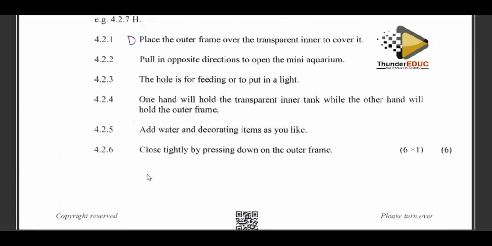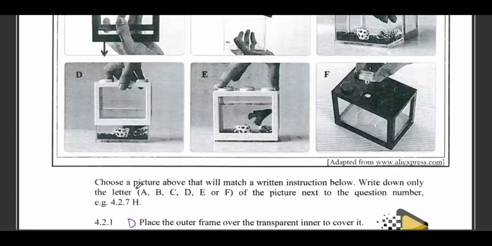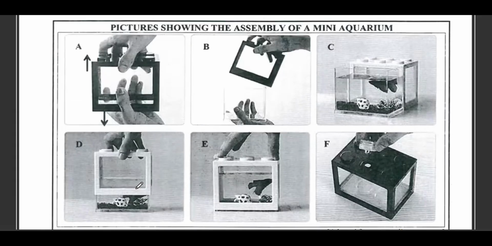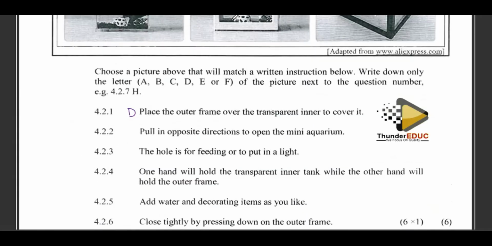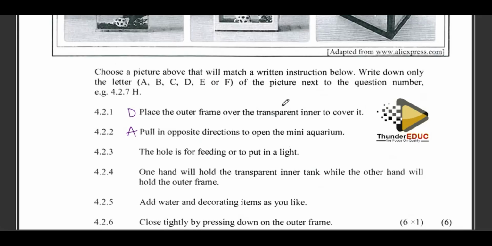Pull in opposite directions. This one is already seen. Look at these directions, the arrows. This is taking to the right, and this is taking to the left. So here we have A, opposite direction, done. The hole is for feeding or to put a light.